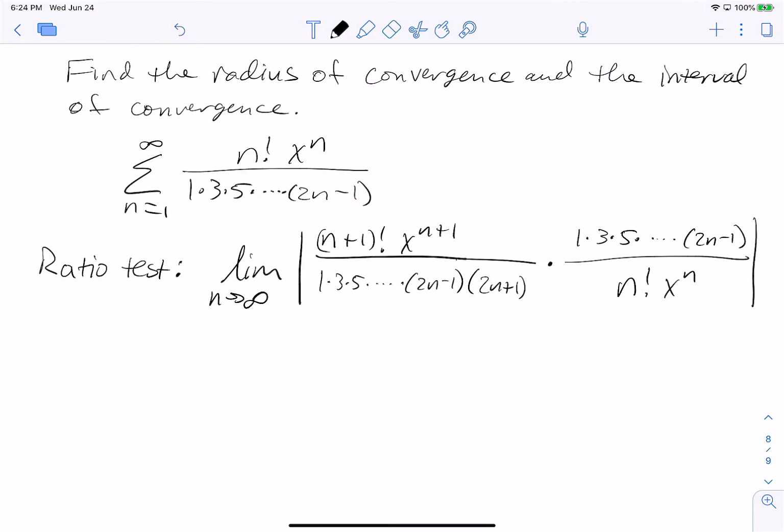I'd like for you to take it from here. I'd like you to find the radius and interval of convergence, and please go ahead and test for convergence at the endpoints. Come back when you are done.